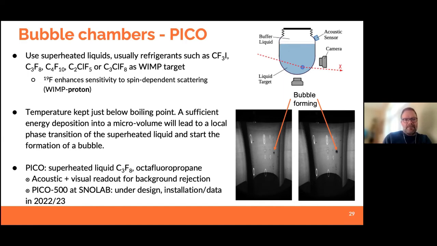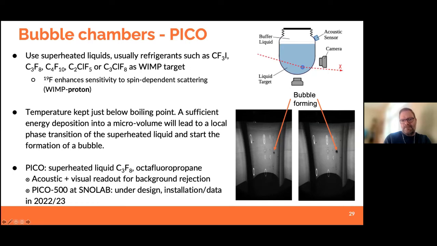And so the way this works is you keep these superheated liquids just below their boiling point, and then if you get even a small energy deposition at some place in your detector, it will lead to a local phase transition of the superheated liquid, and a bubble will form.